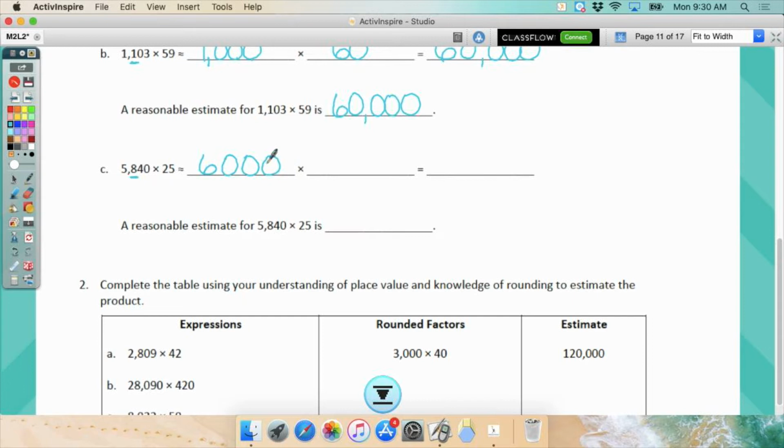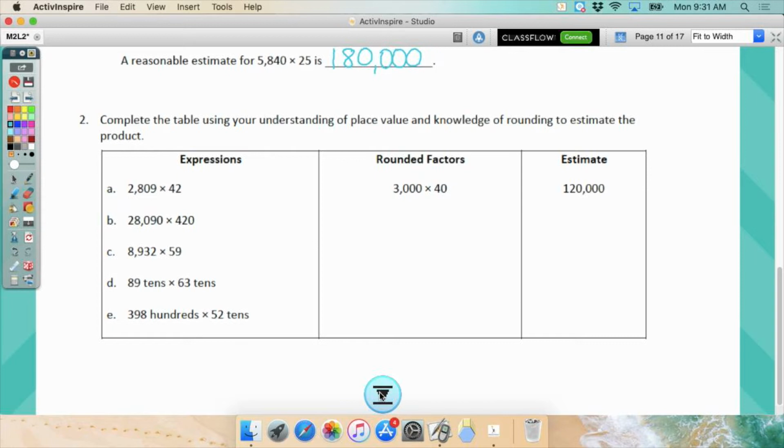Chaz, what does 25 round to? 30. Okay, because 5 goes up, doesn't it? So 6 times 3, what is it? 18. And 1, 2, 3, 4 zeros. What you could do is do 6 times 3, and then put 18, then put the zeros in 30, then put a comma. Okay, let's keep going. And do your rest.